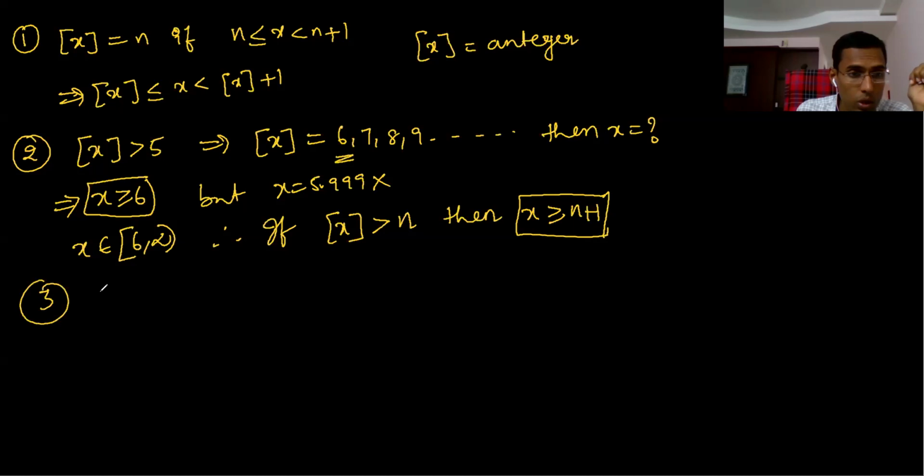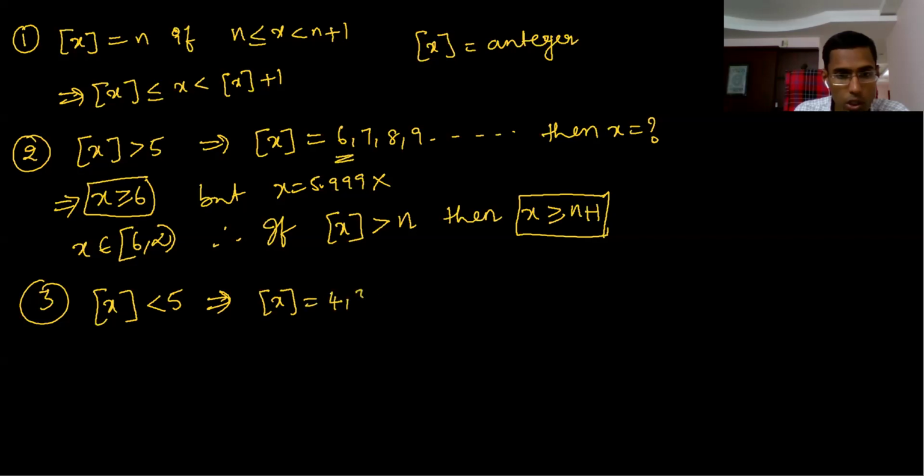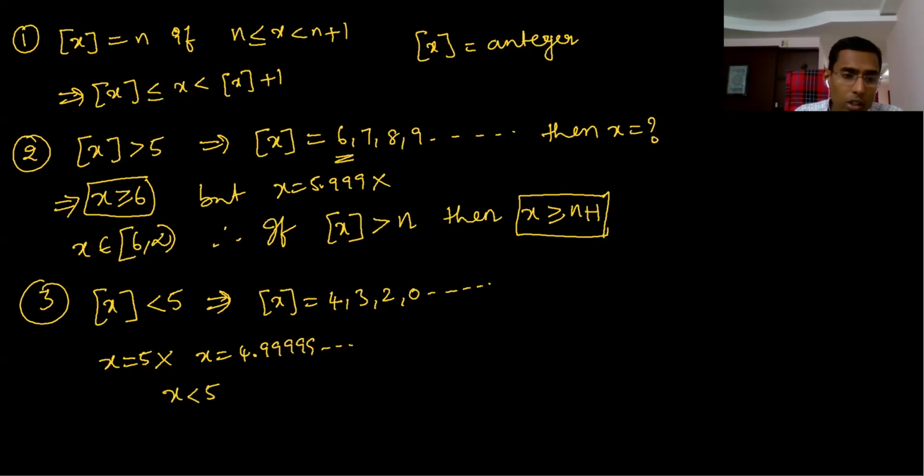Then 3. Now bracket x, the integral part of x, is less than 5. It is an integer less than 5, so bracket x must be 4 or 3 or 2, 0, and so on. If bracket x is 4, you can write x as 4.1, 4.9999, that is okay. But if you take x equal to 5, no, this is not possible. But 4.999999 is okay. That means x is just less than 5.